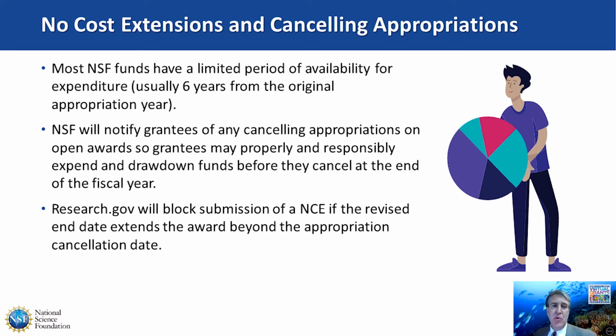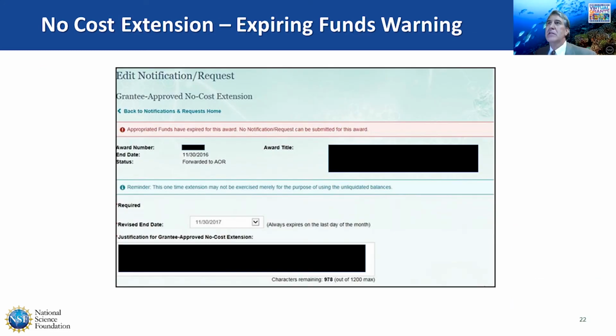The other last point here is that in research.gov, if you come in to do a no-cost extension, you will get a message on the screen that shows you there is a canceling appropriation on this award. We are not going to allow you to extend this award beyond the canceling appropriation. So if we go ahead to the next screen, this is that error message that you would see in research.gov.